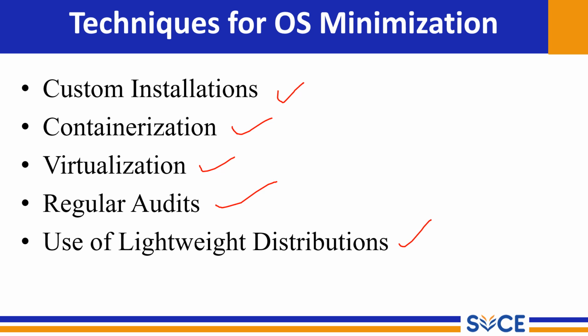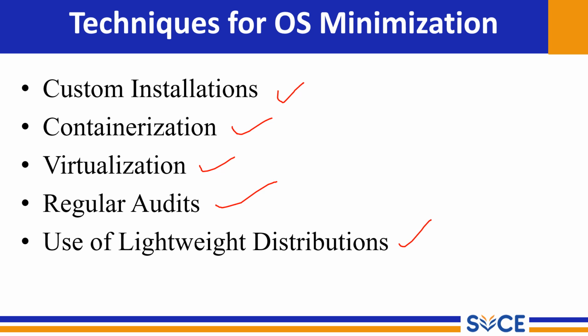And what is meant by OS minimization is that it reduces the size and complexity of an OS by removing some unnecessary components, focusing on core functionality. And why we have to minimize the OS is that a smaller OS footprint means fewer potential attack vectors and vulnerabilities. And minimizing an OS reduces the memory and storage requirements, leading to faster boot times and better overall performance.